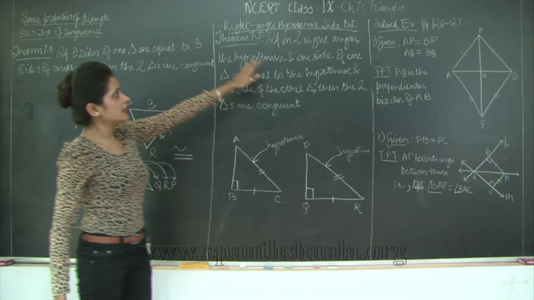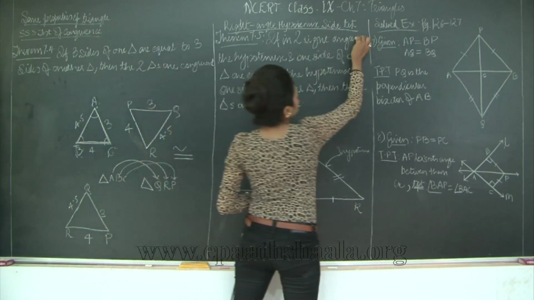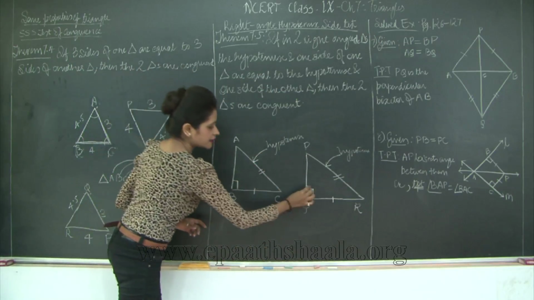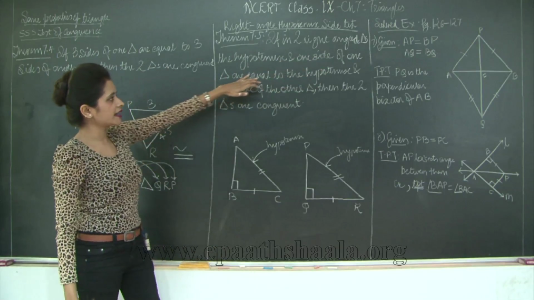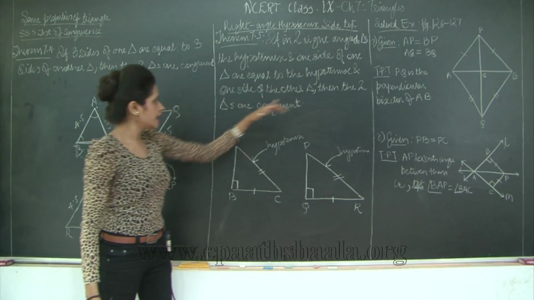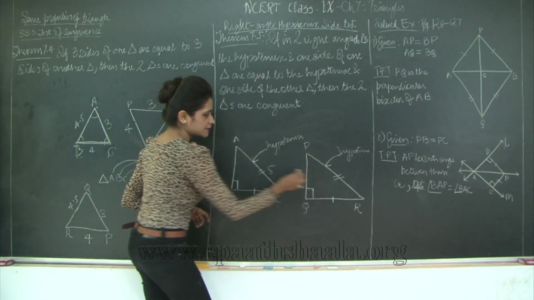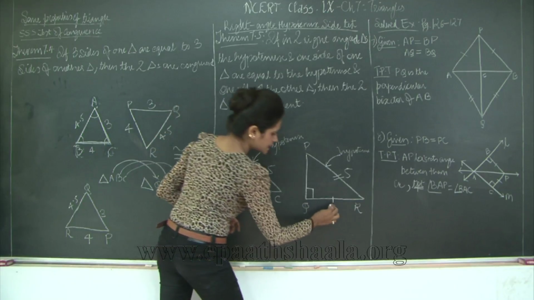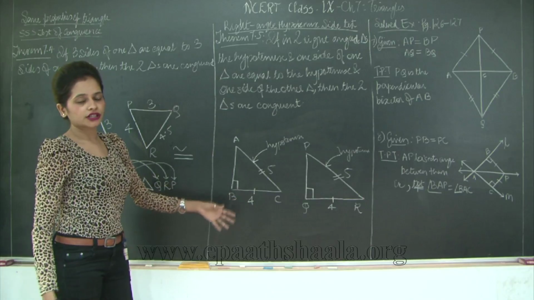So let's read it out. If in two right angle triangles, the hypotenuse and one side of the triangle are equal to the hypotenuse and one side of the other triangle, then the two triangles are congruent. So here if I say the hypotenuse is 5 centimeters and this hypotenuse here is 5 centimeters, and the length of BC and QR is 4 centimeters, the two triangles are congruent by the hypotenuse side test.